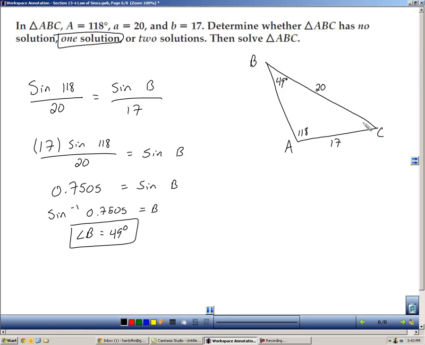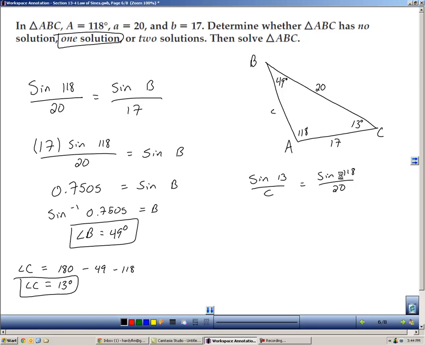Now I can find angle C fairly easily. I know that angle C has to be 180 minus the 49 that I just found and the 118. So angle C is 13 degrees. That's the other part of the triangle that I don't know. And the last thing I want to find then is side C. And I can do that by, again, using the law of sines. We'll set up sine of 13 over C equals sine of 118 over 20. Using cross multiplication and then dividing, I find out that C is approximately 5.1.